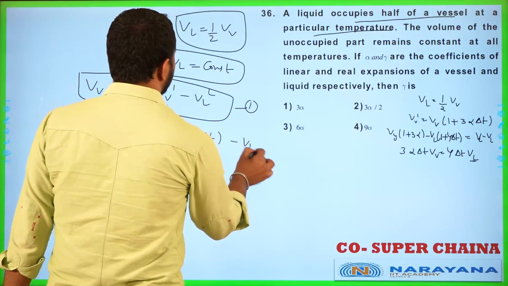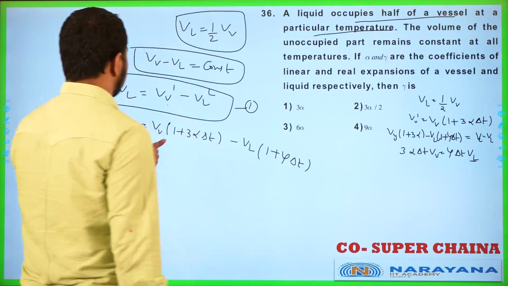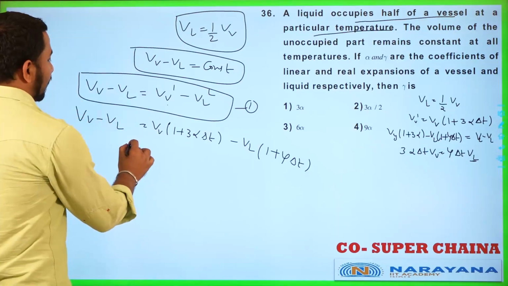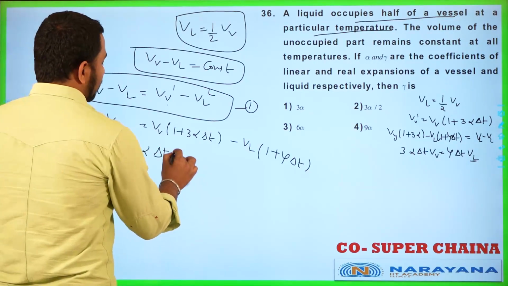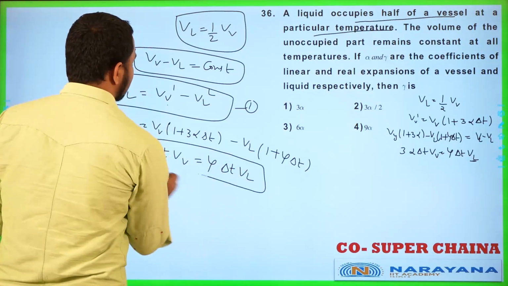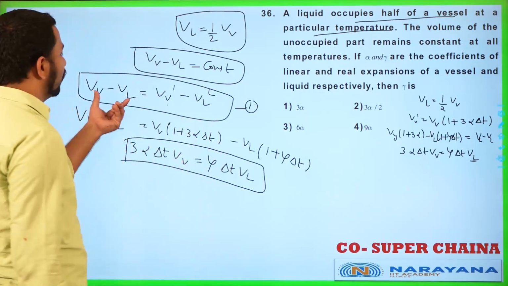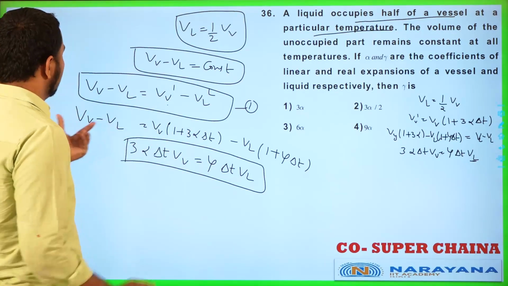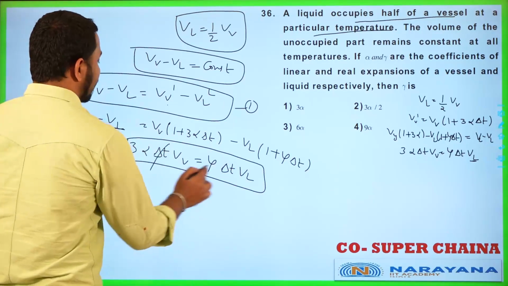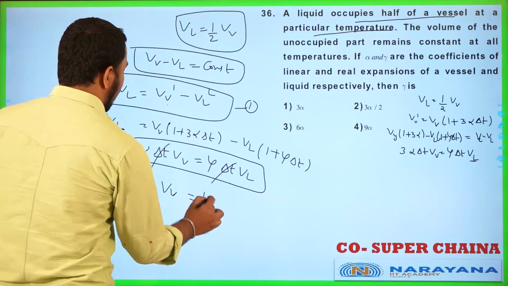Similarly, we can write VL also. VL dash will be equal to VL (1 plus gamma delta T). This is fixed, right? And this will be equal to VB minus VL. If you simplify this, you will get 3 alpha delta T VB is equal to gamma delta T VL. Because the difference is constant at all temperatures, we equated the initial value of this difference with the final value. Delta T we can cancel. 3 alpha VB is equal to gamma into VL.